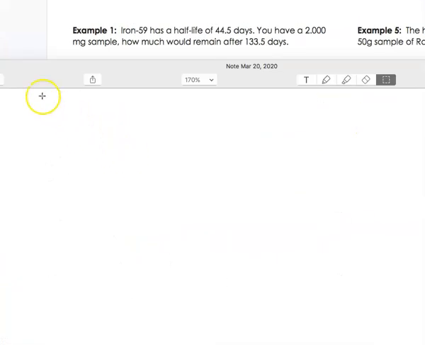It says you have iron 59. It has a half-life of 44.5 days. So what that means is that in order for half of the iron 59 to decompose, it's going to require 44.5 days. I like to personally write that down. Here you go. So one half-life is the same as 44.5 days.